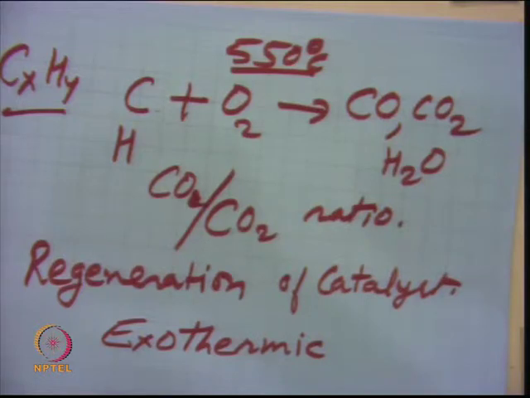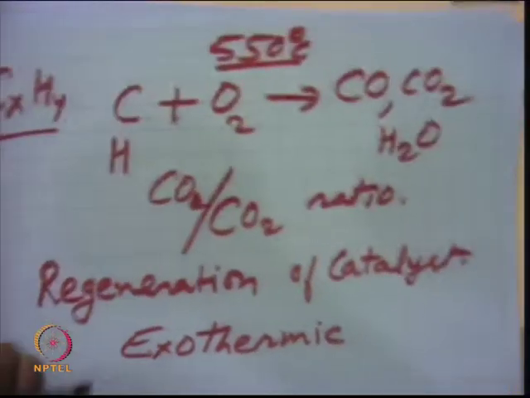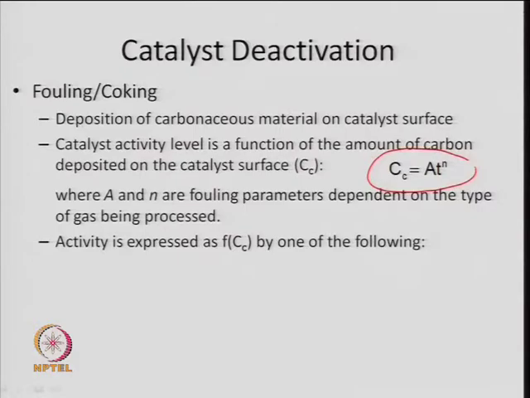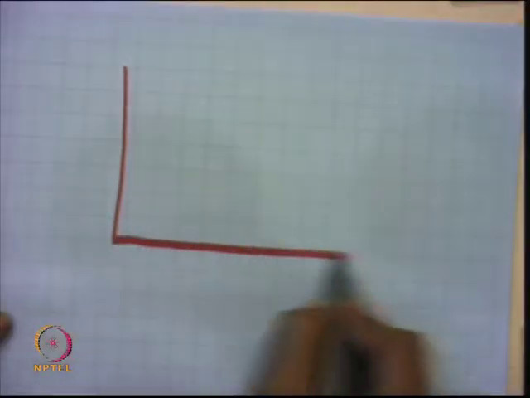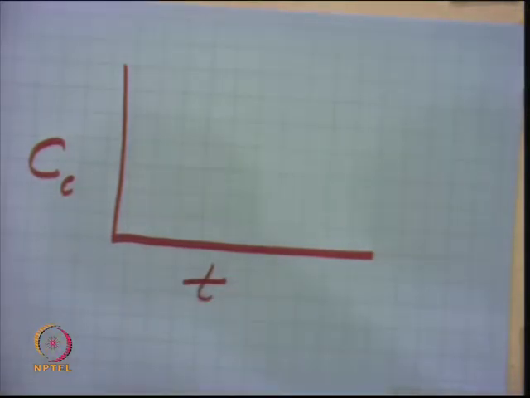So one needs to control this in order to control the stability of a catalyst, or otherwise the crystals will grow in size or the catalyst will get sintered. So one needs to look at that regeneration. What I mean to say is that regeneration of a catalyst is possible, but for that one needs to find out how coke forms, that is, the amount of carbon formed as a function of time.